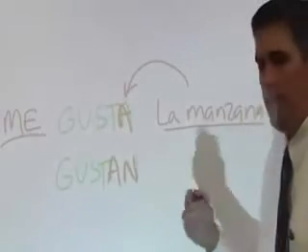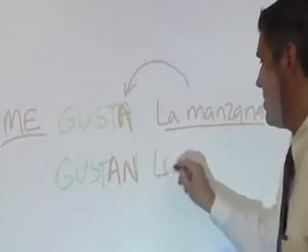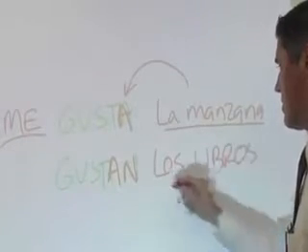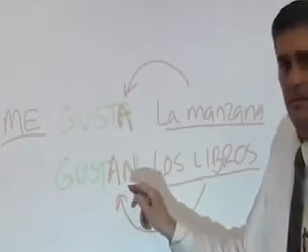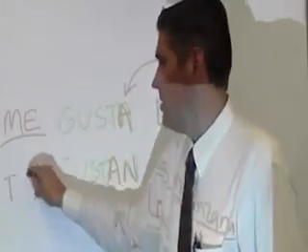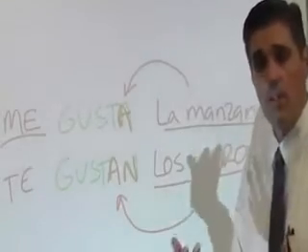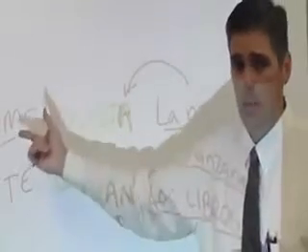Okay? Me gustan... Oh, I don't remember the example I used. Los libros. So the books, they are pleasing. Instead of saying to me, let's say they're pleasing to you. Te gustan los libros. The books are pleasing to you. Me gusta la manzana. The apple is pleasing to me.